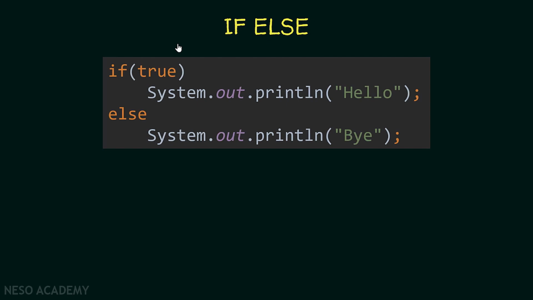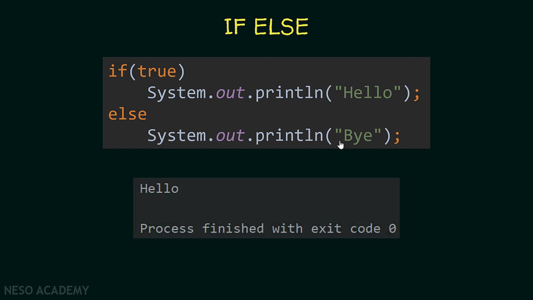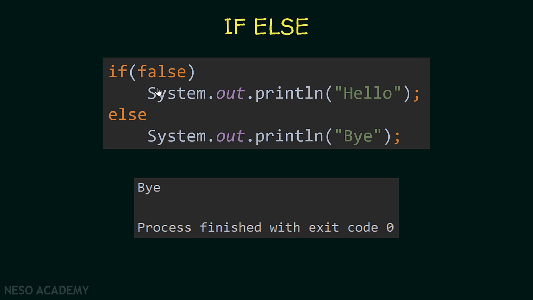Have a look at this code. I'm saying if true, then I'm going to print hello. And if not, I'm going to print bye. So in this case, we will see hello printed because the condition is true. So this statement over here will be executed and the else statement will not be executed. Now suppose that the condition is false, then the statement inside the if statement will not be executed and this statement over here inside the else statement will be executed. So we will see bye printed, right?